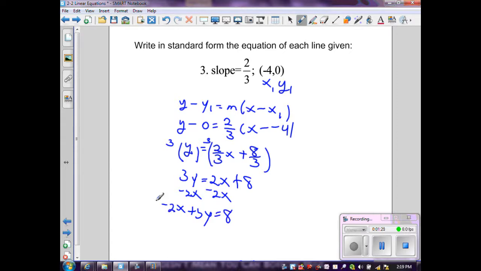My a term is negative, so I'm going to multiply both sides, or the whole equation, by a negative 1. That gives me, when I distribute, negative times a negative is a positive 2x. Negative times a positive is a negative 3y. And a negative times a positive 8 is a negative 8. There's my standard form. My a is 2, my b is a negative 3, and my c is a negative 8.